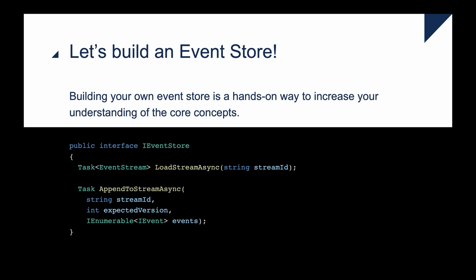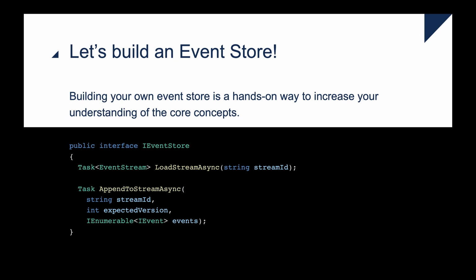I need some kind of way to load a stream based on some stream ID, and I would get back this event stream class. Now this event stream class is just a simple container. It contains a list of events, ordered according to how they are ordered in the event store. Then I need some way to add events to a stream. So that's where the append to stream async method comes in.